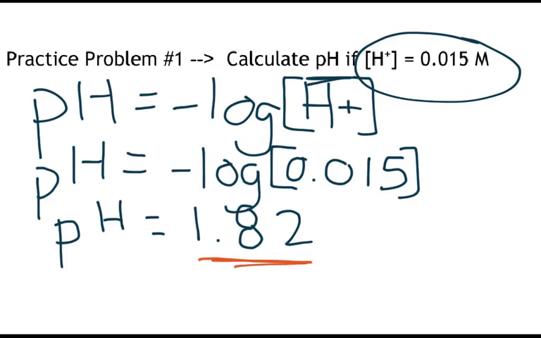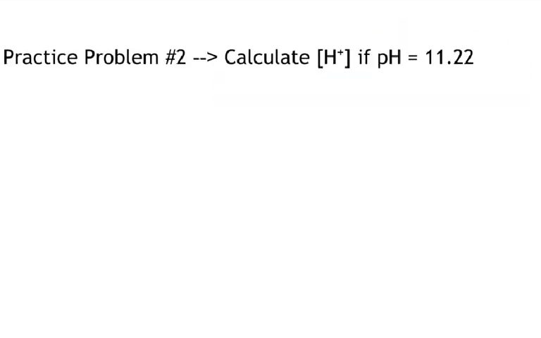Okay, now notice I have 2 decimal places and no units. Your calculators probably said 1.823908, blah, blah, blah. But again, with pH and pOH, we always want 2 decimal places and there's no units. Okay, so that's how you get pH.